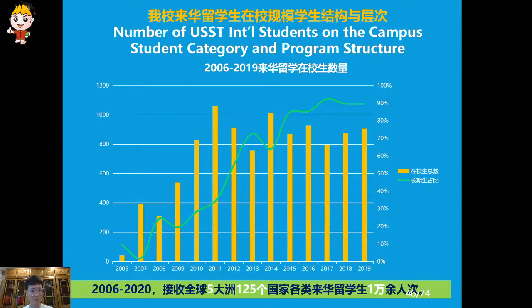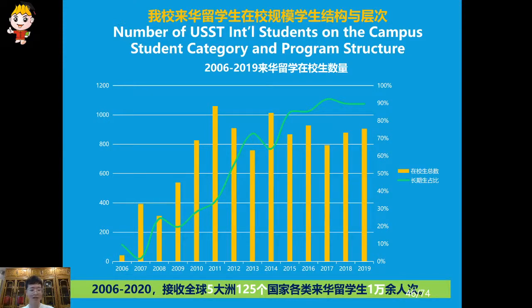Also, moving to the number of USST international students on campus and the student categories and program structure, we want to present the data first to you guys via a bar chart, a line diagram, and tables, with 3 PowerPoints. The first one is, you can see, the bar chart above shows that we accepted and cultivated more than 10,000 international students overall in the past 14 years. And the green line, have you noticed the green line or the blue line on your screen?